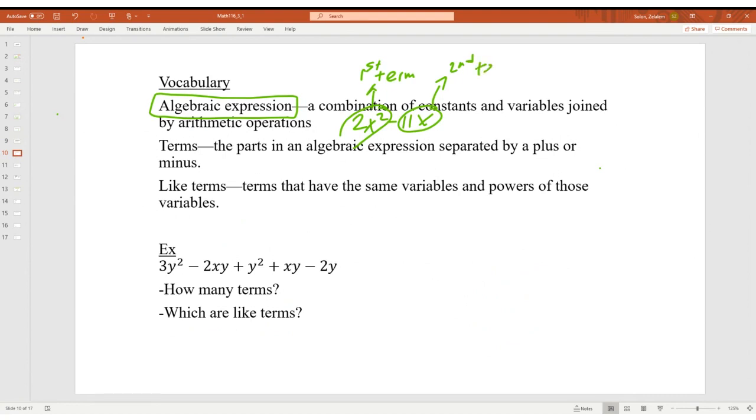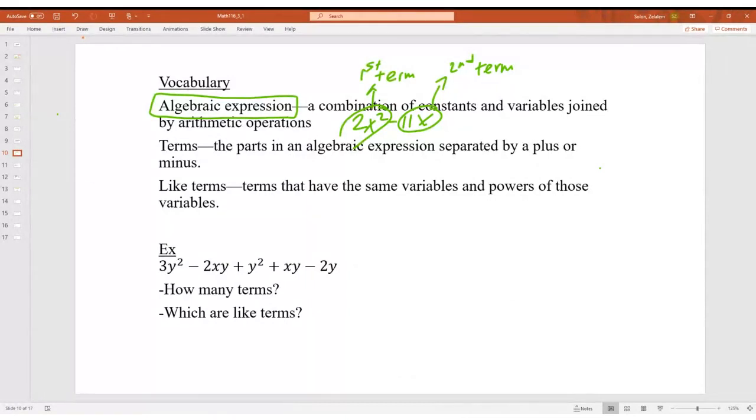So we have two terms in this case, 2x squared minus 11x. So expressions which are separated by terms. Next, we see like terms.